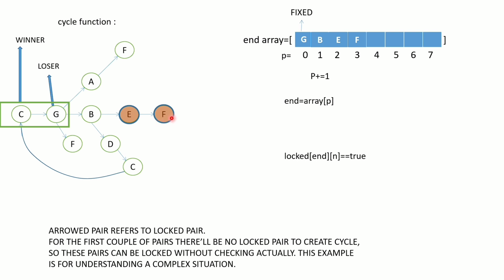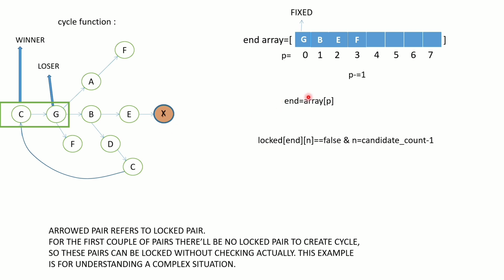So can we move further? No, the answer is no. We cannot move further because there is no path here. So we have to go backward, and that's the logic as I said previously. So locked[F][n] is false and n is equal to candidate count minus 1. So we have to go backward and decrease the value of p by 1. Okay, again the same logic. E is not winning against any candidate except F. So we have to go backward again and decrease the value of p.